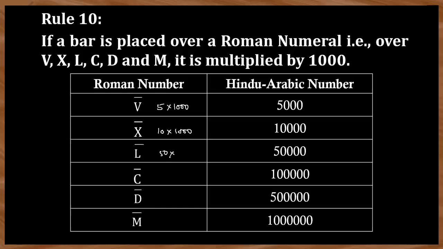This is 50 into 1000, 50,000. This is 100 into 1000, which is 1 lakh. This is 500 into 1000, which is 5 lakhs. This is 1000 into 1000, which is 10 lakhs. Okay, so to write bigger or larger numbers in Roman numerals, we have to write a bar above this. Okay, so you may have some doubt how to write 4000, 3000 like that. You first take from 1000. Since here these are all thousands, I am starting from the 1000.